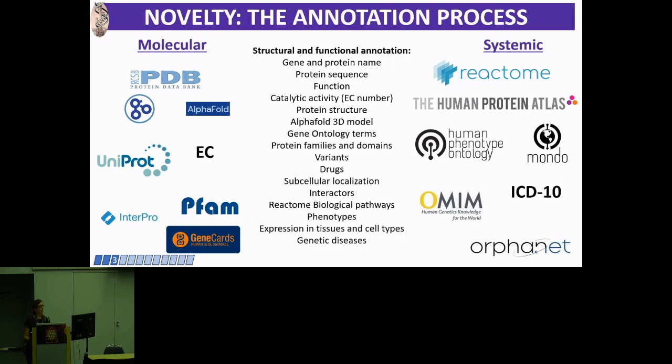And we relate these molecular features with systemic features like biological pathways from Reactome, tissues of expression and cell types of expression from the Human Protein Atlas, and also phenotypes from the Human Phenotype Ontology. We curated and integrated the disease annotation of these proteins using different resources. One is OMIM for genetic diseases, but also the ontologies from Mondo and ICD-10, and also rare disorders from Orphanet.